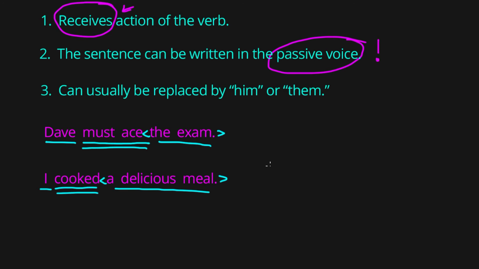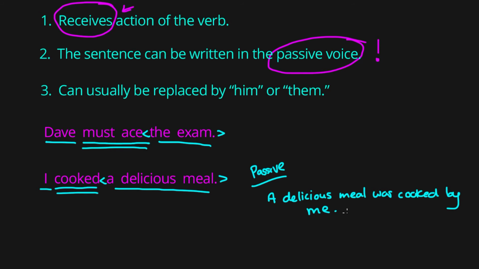Right. And can we write this in the passive voice? Give it a shot there, Dave. Passive. A little underline. So a delicious meal, we start with our direct object here, was cooked by me. There we have it. We've written it in the passive voice. Sounds very good. Let's look at one more example.